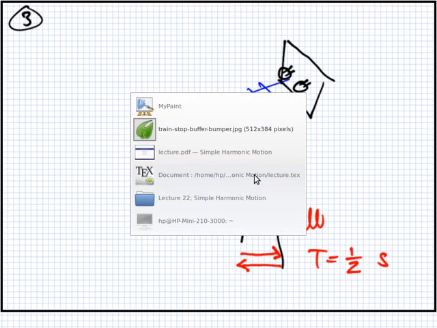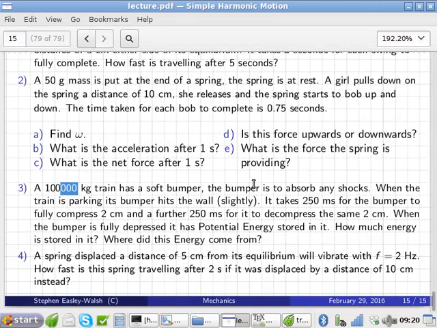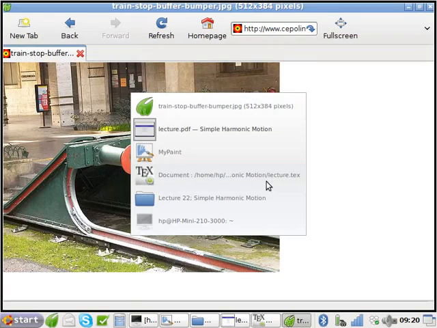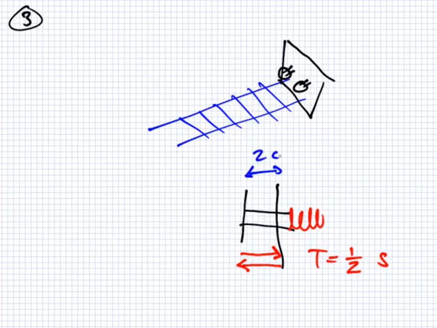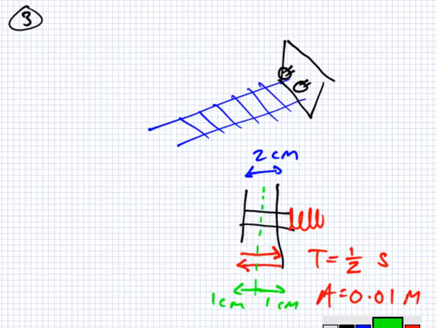Now, I think I tell you the amplitude as well. 2 centimeters. The time has to be the time that it fully compresses in and out. Now, what is the amplitude? 2 centimeters? No. How much is the amplitude? 1 centimeter, because that 2 is all the way in and all the way back. So if this is the center, the amplitude is 1 centimeter. So we have A equals 0.01 meter.